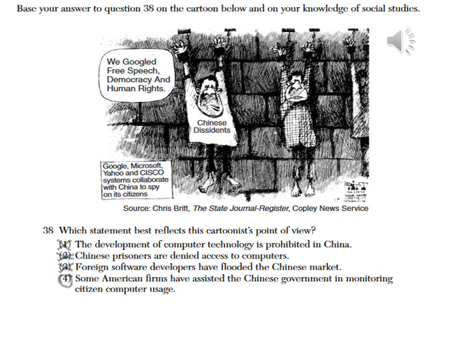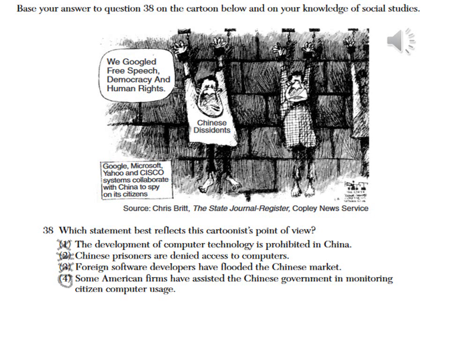It's not what this cartoon is saying, so it's wrong. Three, foreign software developers have flooded the Chinese market. No. Is it four, some American firms have assisted the Chinese government in monitoring citizen computer usage? Yes. It's listing American companies, Google, Microsoft, Yahoo, among others. They collaborate, they work together with China to spy on its own citizens. Why do you think they do that? So they could make money.